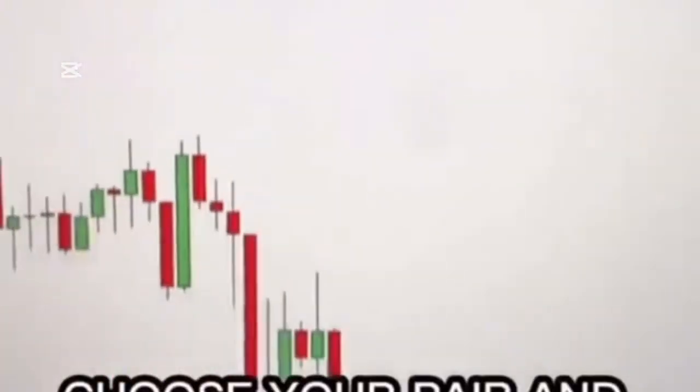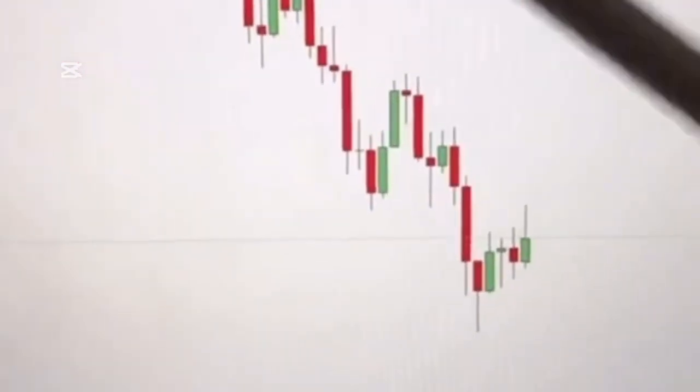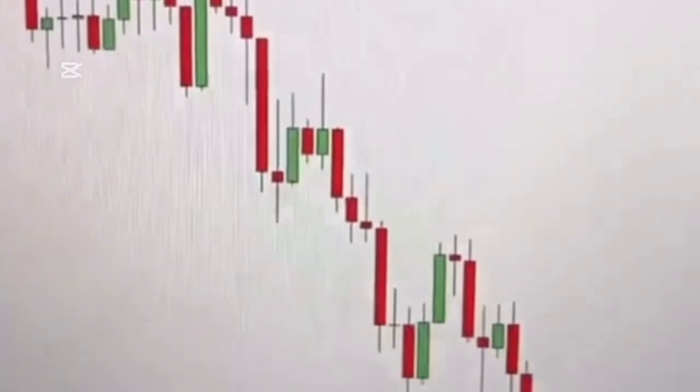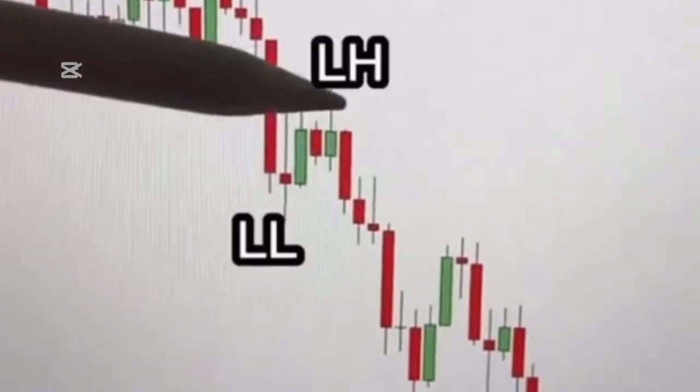Let's go! First, we open up TradingView, choose your pair and open it on the weekly time frame. Now we want to identify the trend. In this case it's a downtrend, forming lower lows and lower highs.